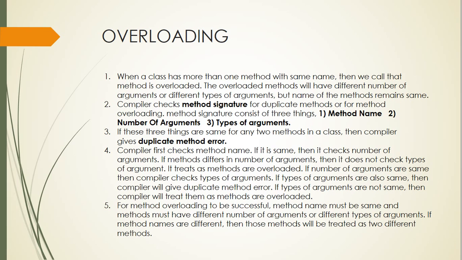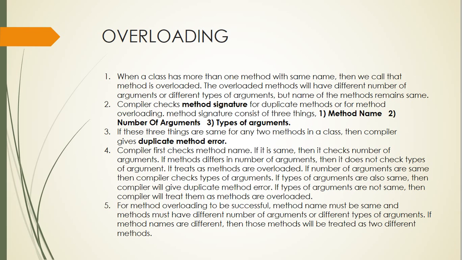Compiler first checks method name. If it is the same, then it checks number of arguments. If methods differ in number of arguments, then it does not check types of arguments. It treats the methods as overloaded. If number of arguments are the same, then compiler checks types of arguments. If types of arguments are also the same, then compiler will give duplicate method error. If types of arguments are not the same, then compiler will treat the methods as overloaded.